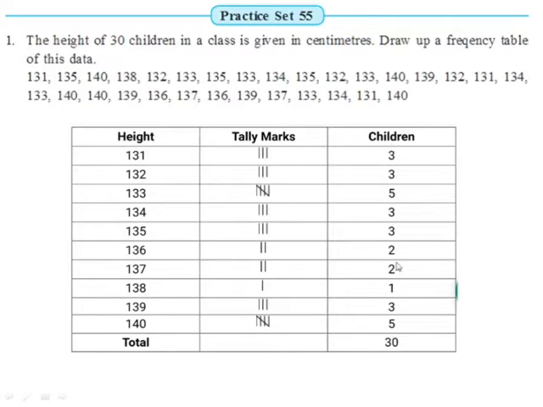Now count the total number of frequency here. 3 plus 3 is 6. 6 plus 5 is 11. 11 plus 3 is 14. 14 plus 3 is 17. 17 plus 2 is 19. 19 plus 2 is 21. Plus 1 is 22. Plus 3 is 25. Plus 5 is 30. That is total frequency. It is capital N is equal to 30.